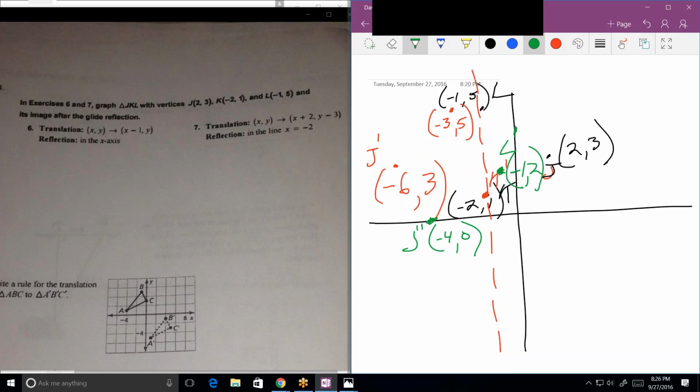And the last one to do is K prime. We're reading the black because the black is the same as the red. So let me just put that in red. Now, add 2 to that. Subtract 3 from the y. Where do you end up?